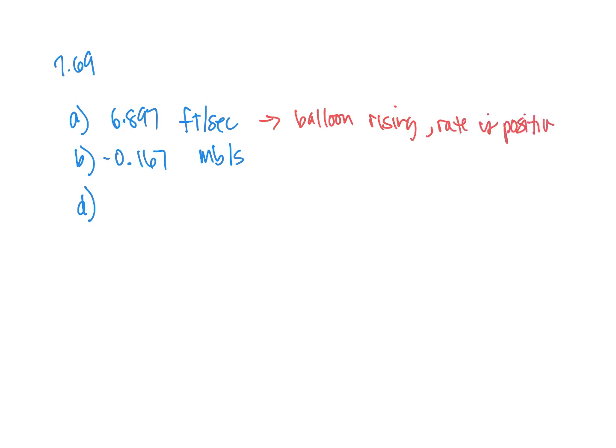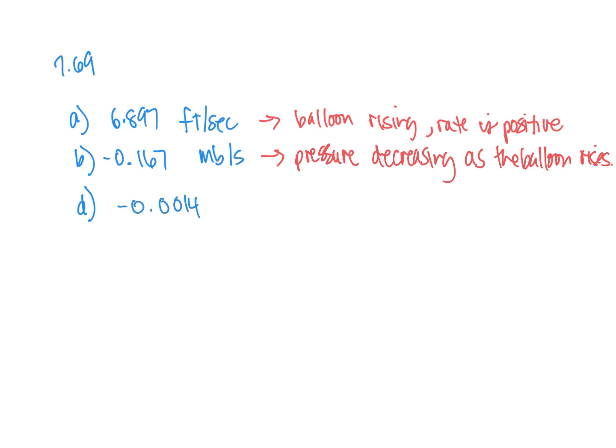Now, when you are looking at the second one, you have the pressure decreasing as the balloon rises. So that would be the difference between those. And then letter D, if you haven't done so, go ahead and figure it out. It will be negative, and I will put that answer here. So your answer for that one is negative 0.0014 in degrees, and I'm going to say Celsius per foot.